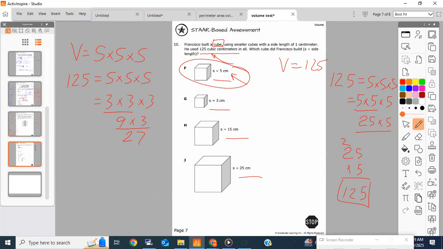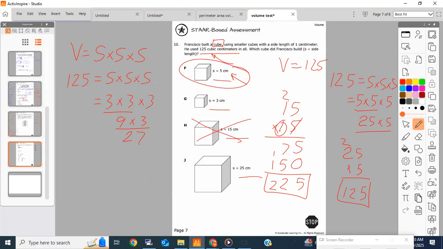If we had tried 15 times 15 times 15, when we multiply 15 times 15, we need to multiply it again. So 5 times 5 would be 25. 5 times 1 is 5, 6, 7. Okay, we're done with this 5. Now we're going to multiply by the 1. We put a 0 here. 1 times 5 is 5. 1 times 1 is 1. So this becomes 225. So that's way too big. It's 100 too big. So we know that's wrong. And since this one is 15, it's too big. 25 is going to be way too big.